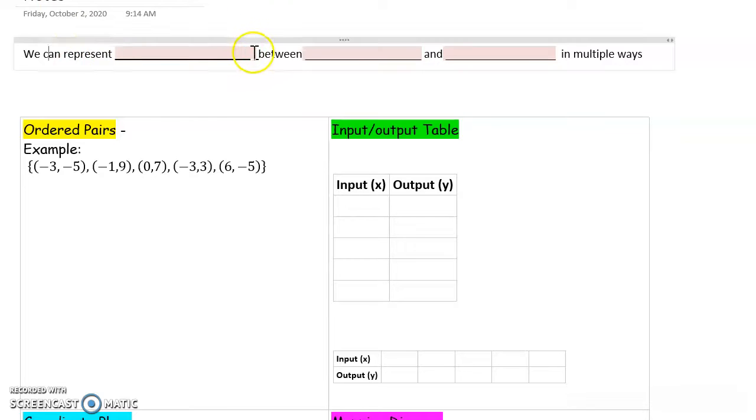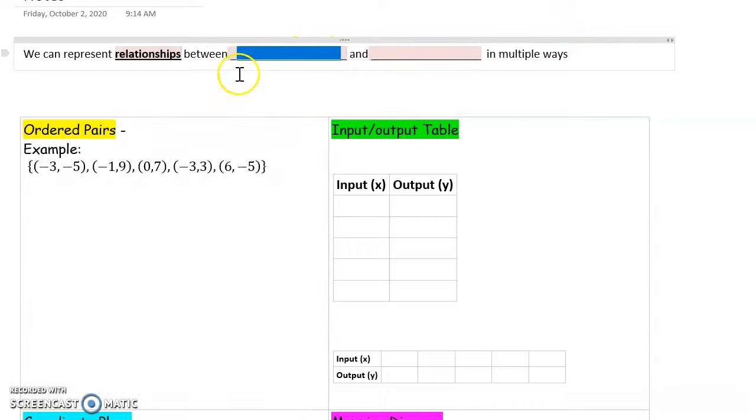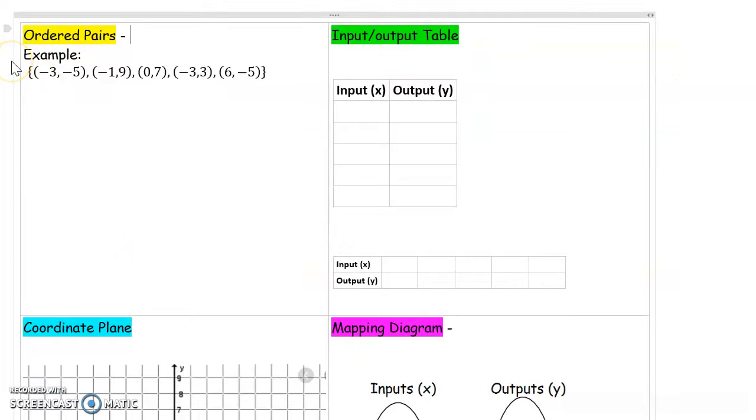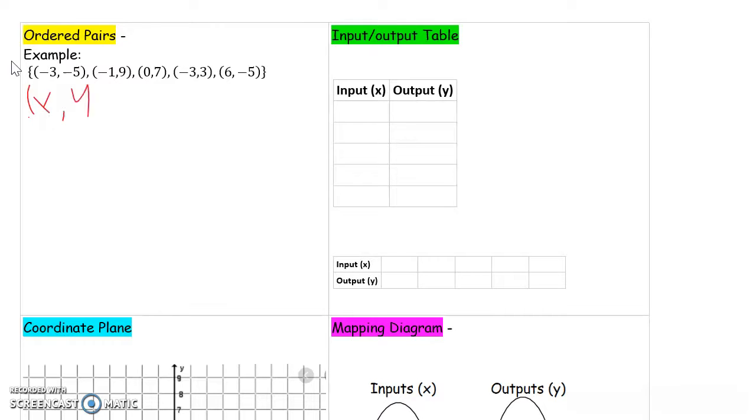So the first thing we're gonna say is that we can represent relationships between inputs and outputs in multiple ways. Inputs are what we mean when we say our x value, and our outputs would be our y value. So we can represent relationships in ordered pairs, where we have x comma y. Each ordered pair is written that way.